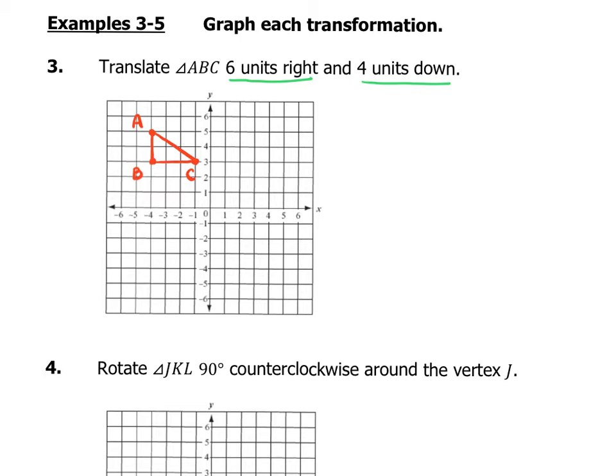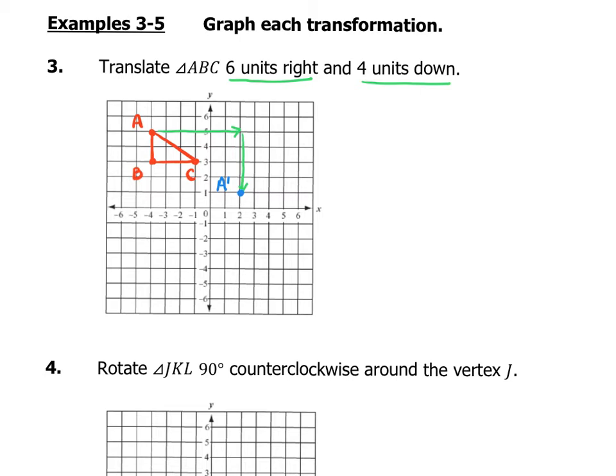If I take point A and I translate it 6 units right, there's 6 units right, and 4 units down, point A is going to end up here at 2, 1. And so I'm going to label this point A prime because this is now the corresponding point in my image.